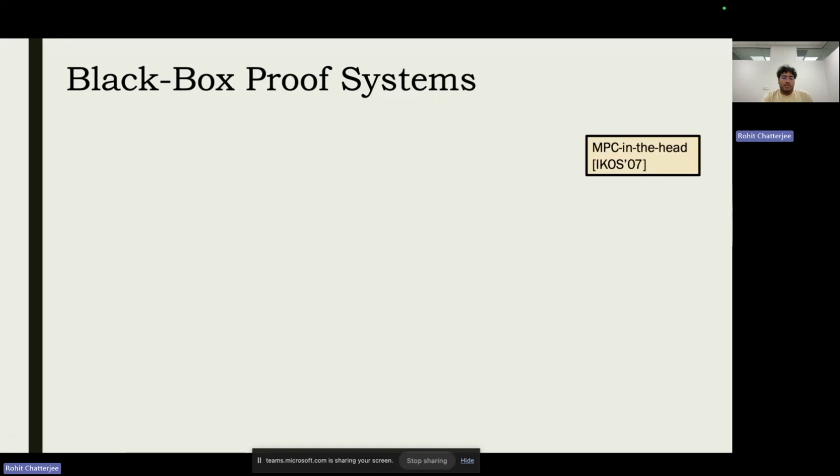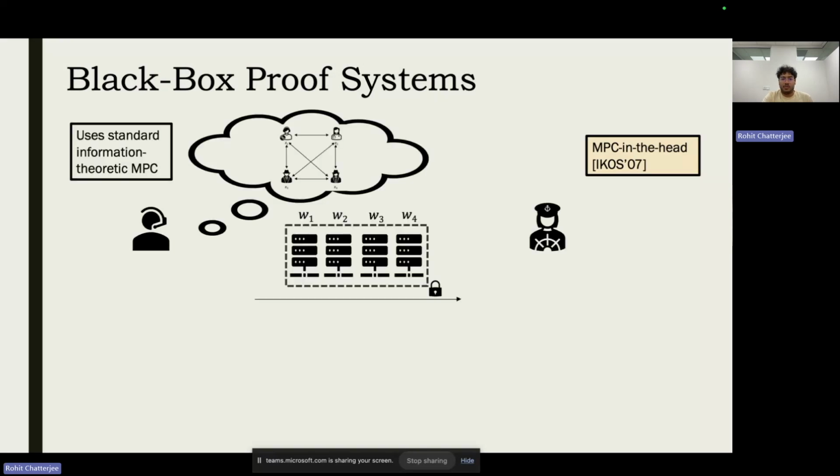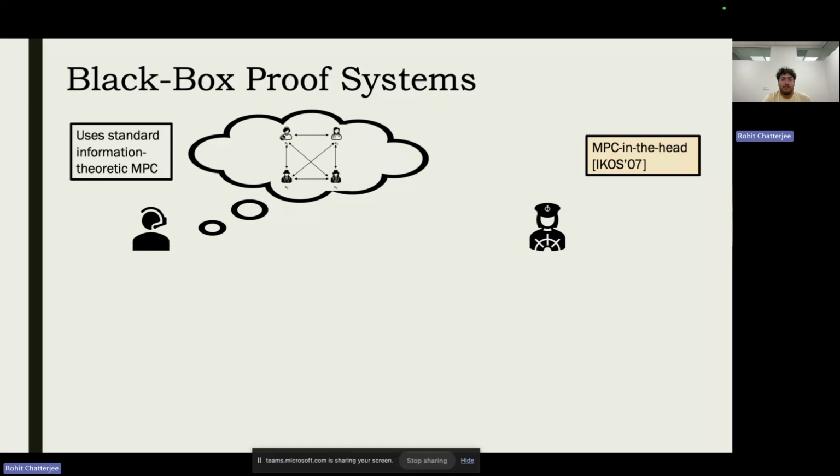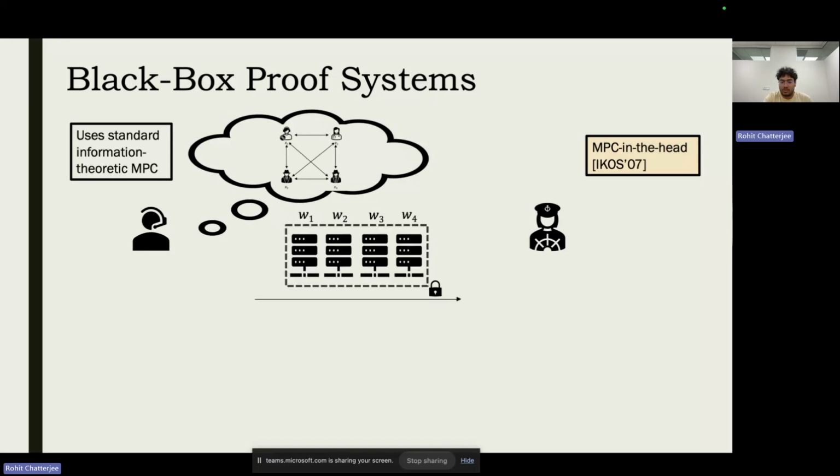So what do we know about black box proof systems? Really one tool that we are going to use is this idea of MPC in the head, which is really a way to perform black box MPC protocols. And this is going to use information theoretic MPC as a tool. So you're not really using any assumptions, which is good.